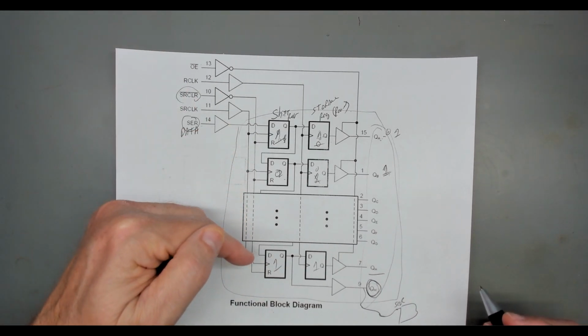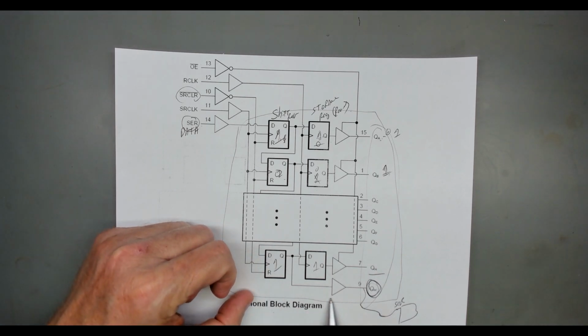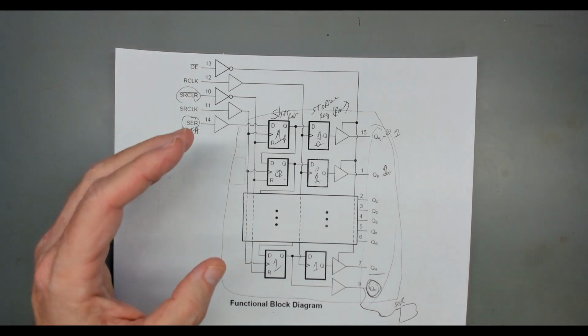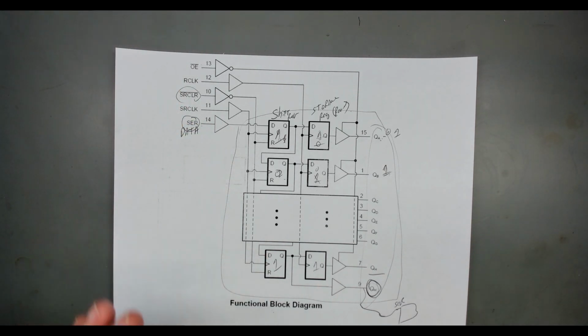As we shift data through, when data gets to here and you shift again, this data will move over into the first slot on this chip. So instead of shifting 8 bits in, you shift 16 bits in. So you can control 16 bits.